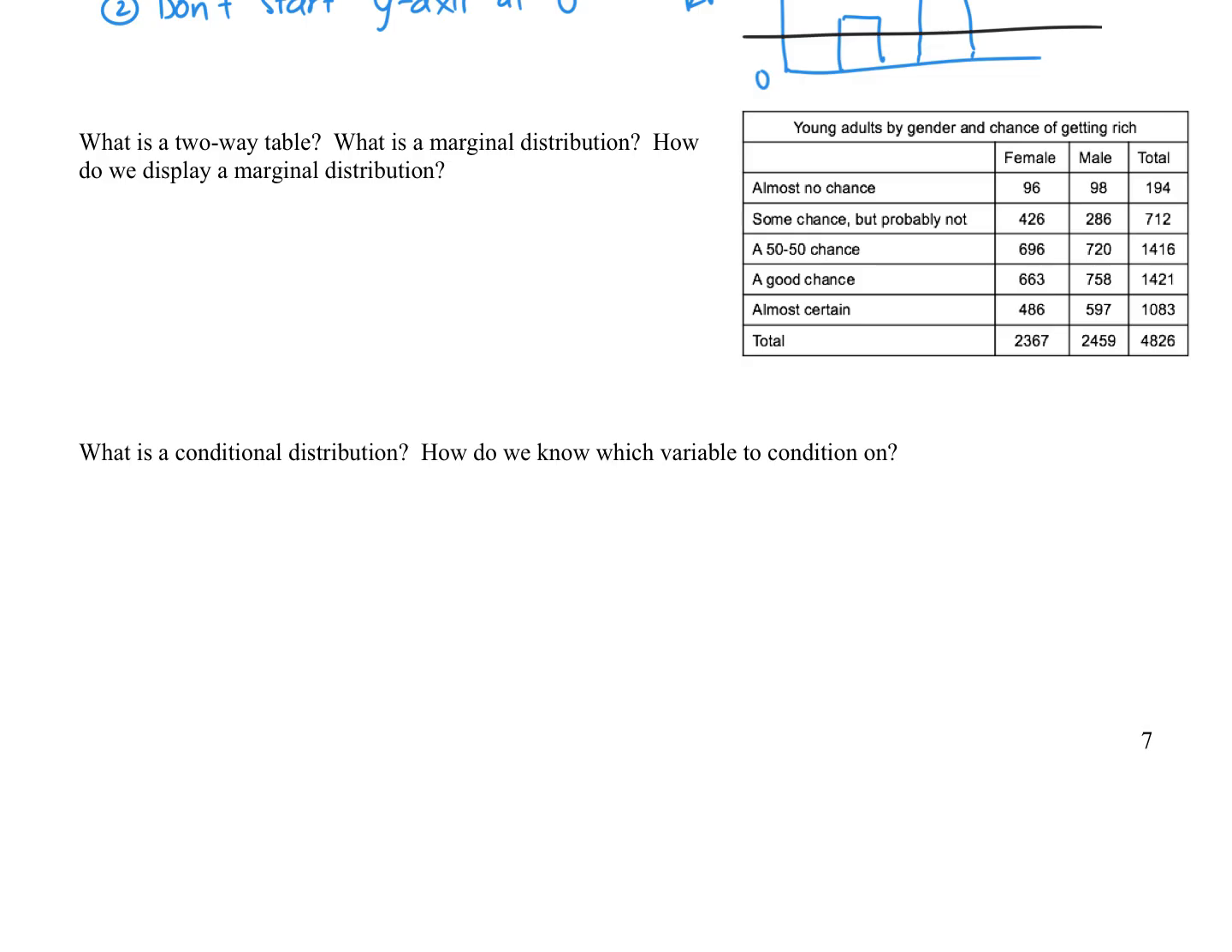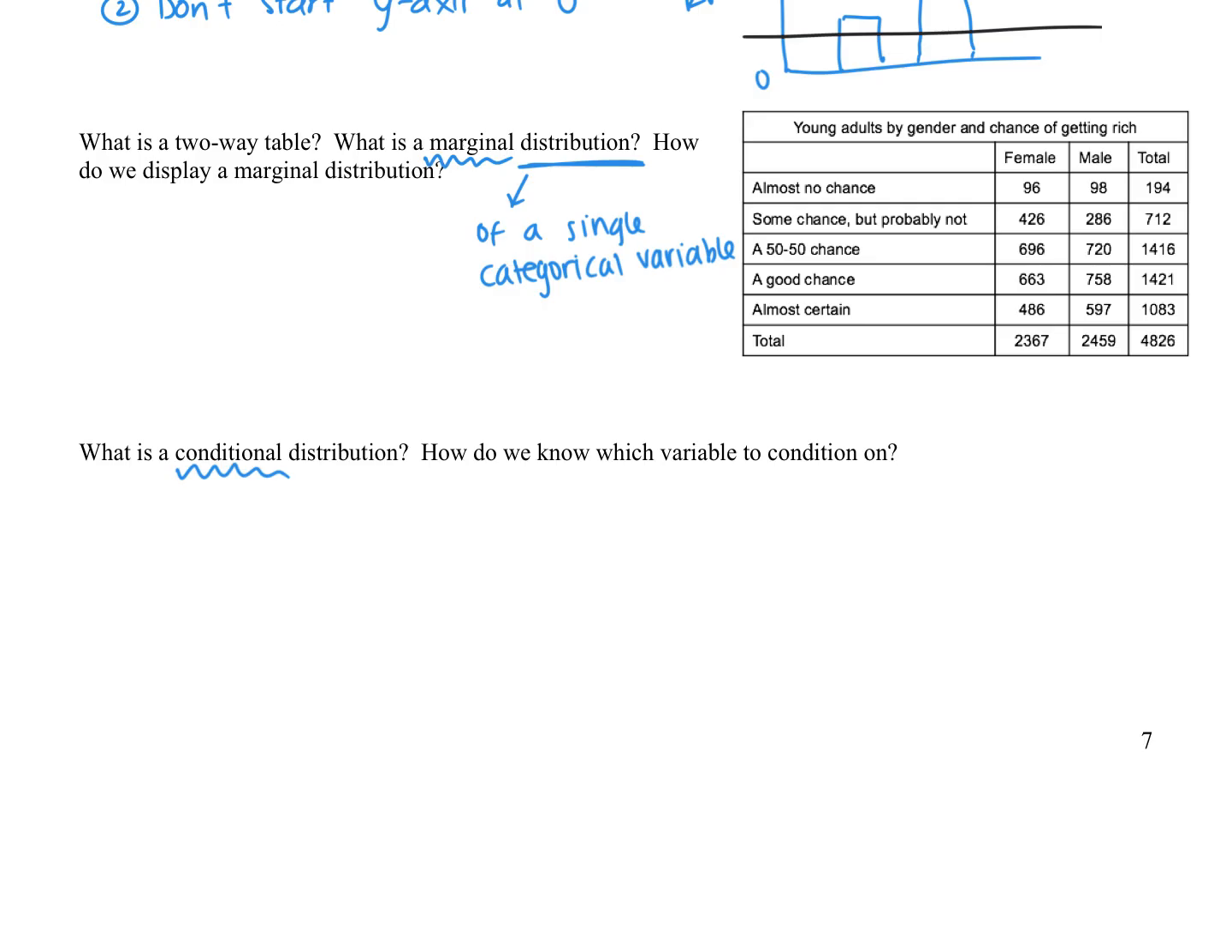There are two different distributions that you need to know about. So remember, distribution I said on the first page is a word that comes up a lot. It's what are the possible values, how often do they occur? So there's what we call a marginal distribution, and then there's what is called a conditional distribution. A marginal distribution is the distribution of a single categorical variable. So I could display gender only or chance of getting rich.